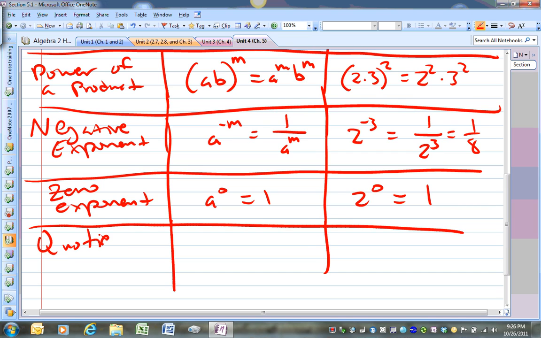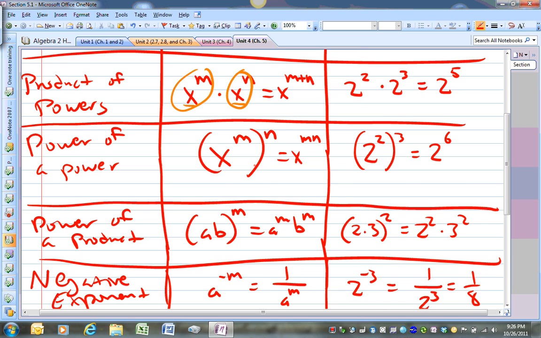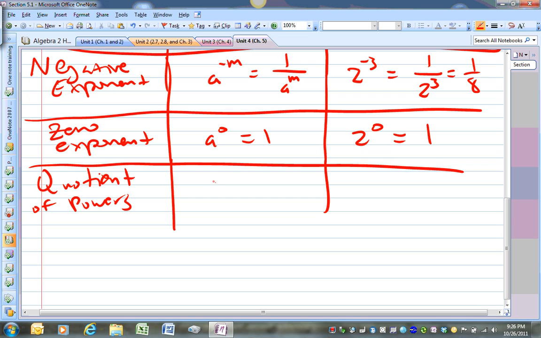Quotient of powers. So just like earlier we had product of powers, what if I take 2 powers, x to the m and x to the n, and divide them? Then I subtract the exponents. So if I have like 2 to the 5th power over 2 squared, that would be 2 cubed. Which makes sense, because 2 to the 5th is 32, 2 squared is 4, 32 divided by 4 is 8, and 2 cubed is 8.